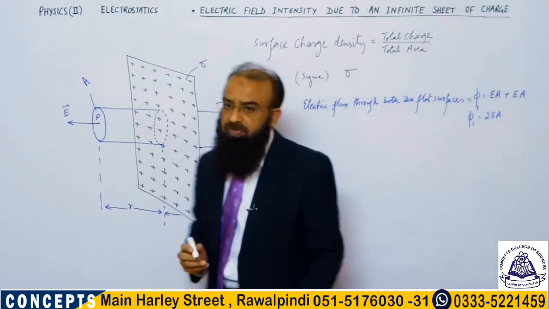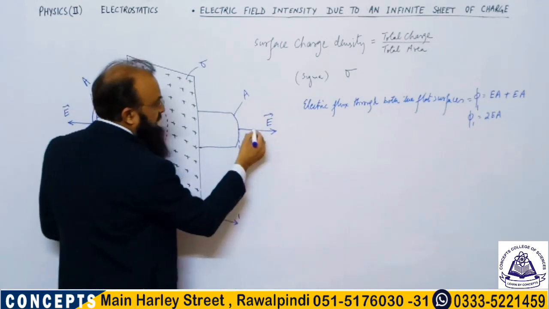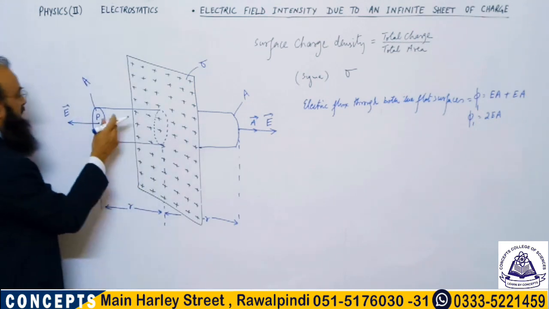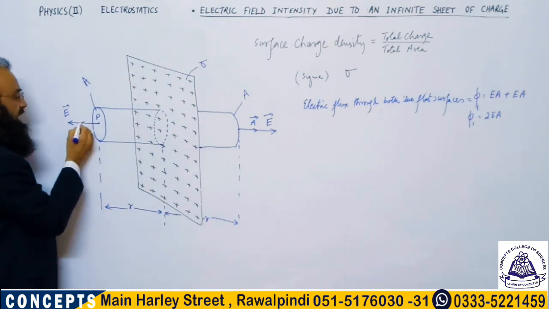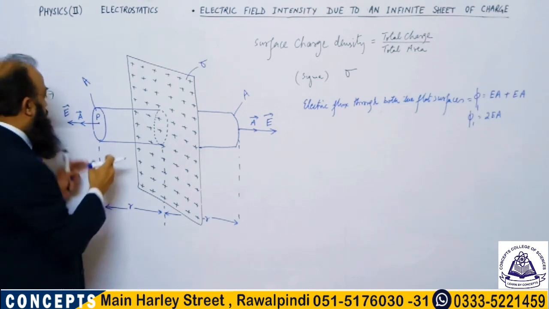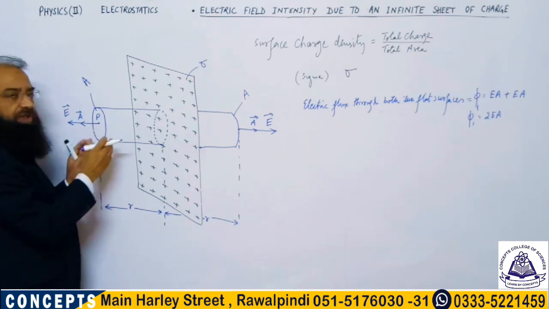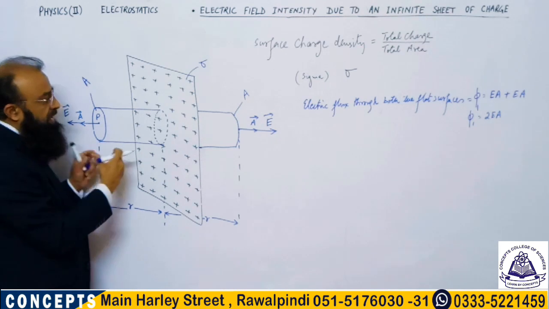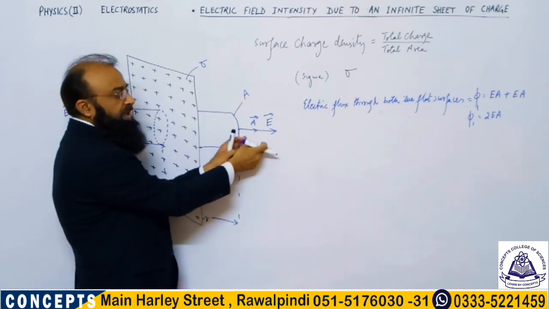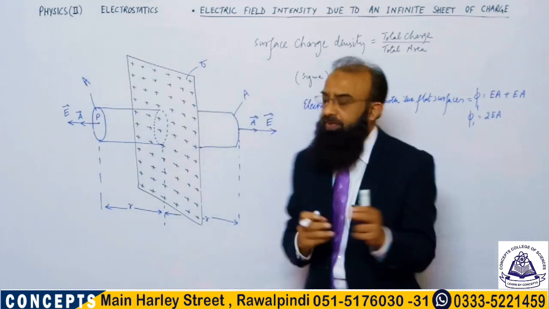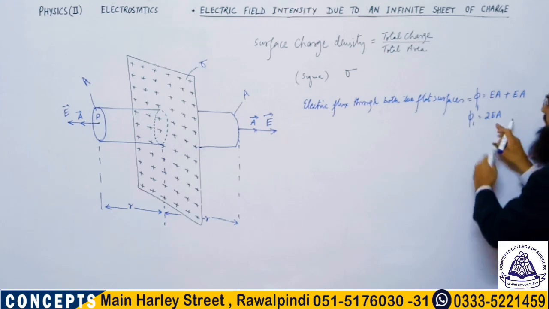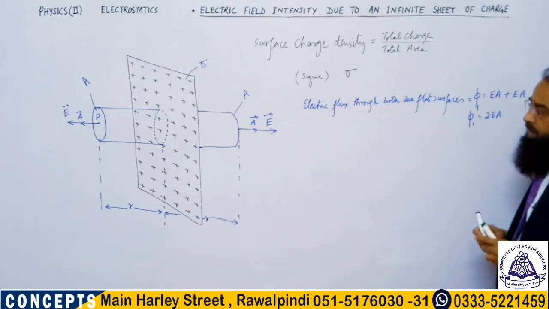As you know, the electric field is in this direction and the area vector is also in the same direction. Electric field is in this direction and the area vector for this flat surface is also in the same direction. So when you take the dot product of these two to find the electric flux, that becomes EA for this flat surface and EA for this flat surface. So the electric flux through both the flat surfaces becomes 2EA.